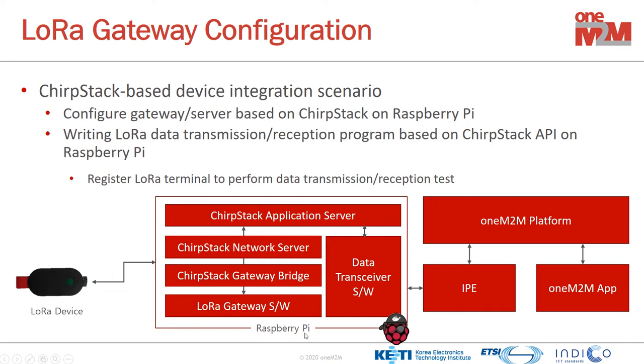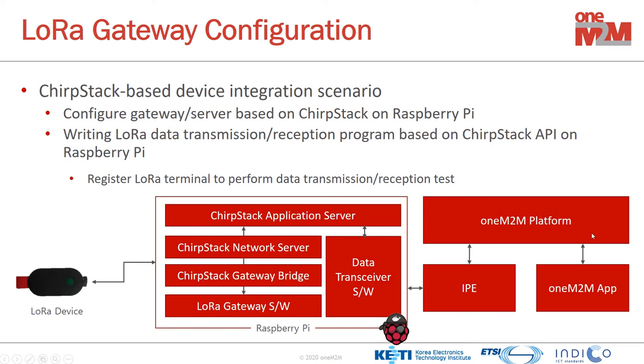In the Raspberry Pi, when you install the 64-bit operating system and the other components that you're going to explain really soon, there are LoRa components, and from the application server, the IPE gets, for example, the uplink messages, which will be stored to the oneM2M platform.